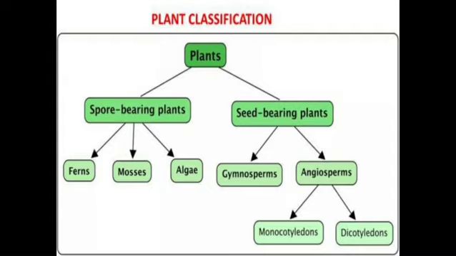Plant classification. Plants are divided into two major divisions known as spore bearing plants and seed bearing plants. Spore bearing plants consist of ferns, mosses and algae, and seed bearing plants consist of gymnosperms and angiosperms. And again, angiosperms are classified into two major classes known as monocotyledons and dicotyledons.